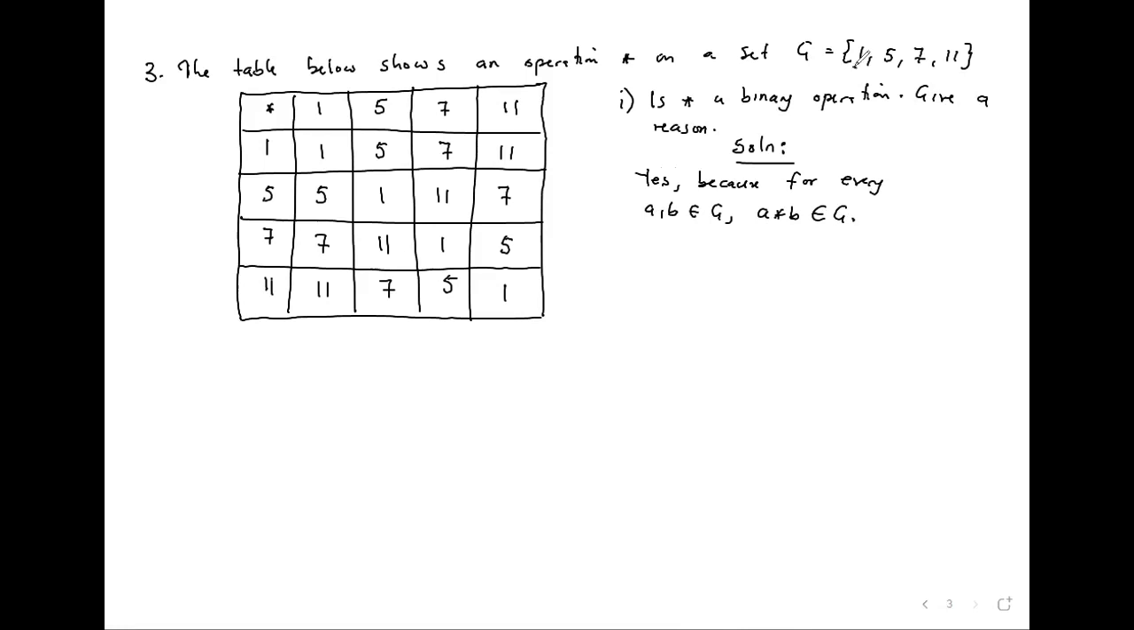What do I mean? G has numbers 1, 5, 7, 11. And this whole thing here, as you can see, we have 1, 5, 7, 11. All the numbers inside are 1, 5, 7, 11. So there's no number that is not in G. So all the numbers are in G. So it is binary. And that's the reason. For it to be binary, you just want that whatever you do to the numbers, you should still get a number that lies in the same set.